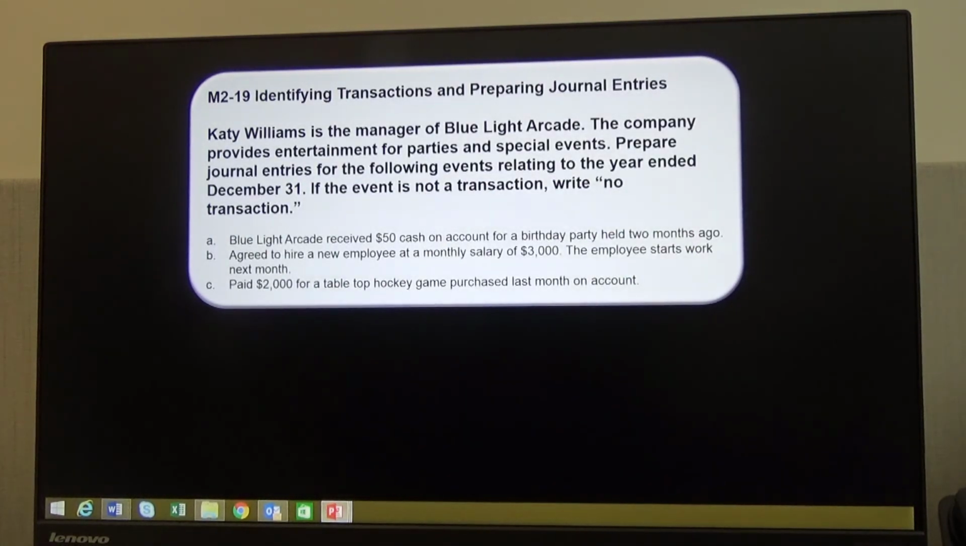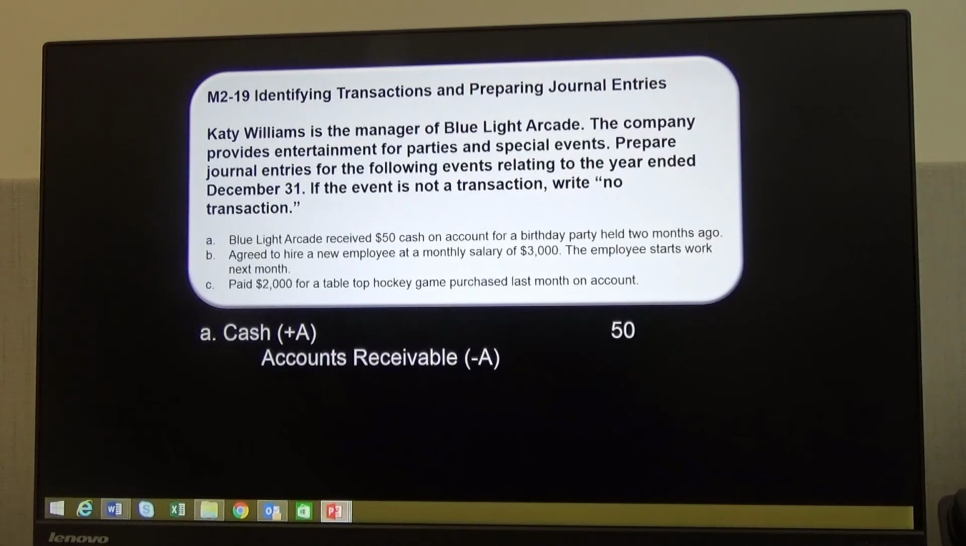Okay, here's another problem, and this one says that we're managing an arcade that provides entertainment for parties and special events, and so we're still doing transaction analysis and making journal entries. In letter A, they received $50 cash on account for a birthday party held 2 months ago. Here again, they would have recorded the revenue 2 months ago when the birthday party happened.